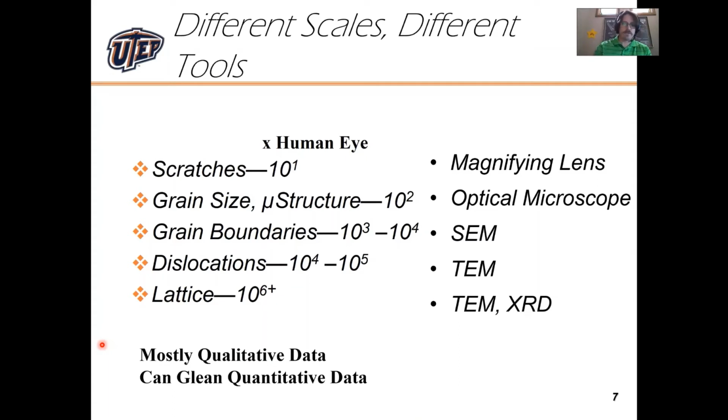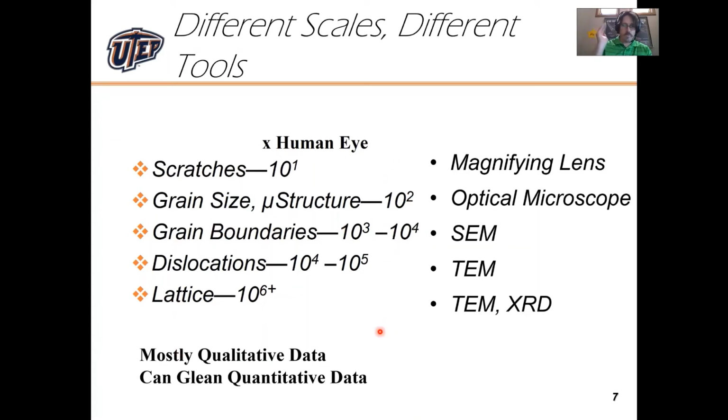Optical microscope for grain size. Grain boundaries, you can characterize with the TEM. Dislocations, you definitely need a TEM. Don't ever let anyone tell you different. Lattice structure, TEM, and also an X-ray diffractometer. And the wavelength of the probe is decreasing with every instrument as we're going down on this slide. So the wavelength is decreasing as we go down.